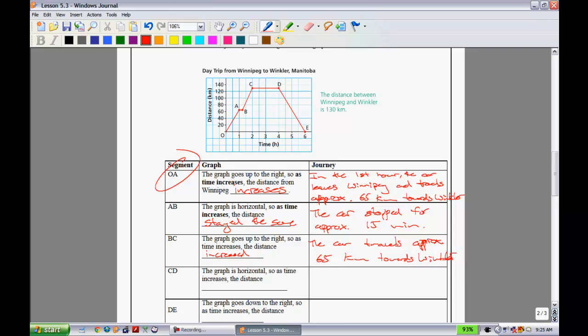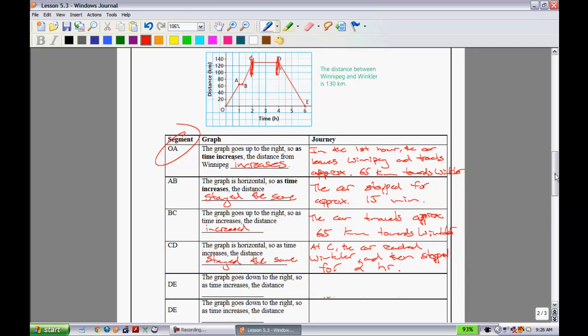And we have two more legs here. We have C to D. The graph is horizontal, so as time increases, the distance stayed the same. What can we say of this? Well, at C, the car reached Winkler and then stopped. Let's see how long they were there, from 2 to 4, so that looks like about 2 hours would have elapsed. Maybe they were visiting grandma or something.